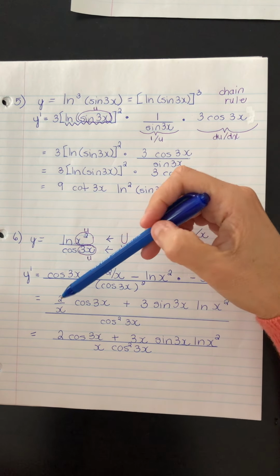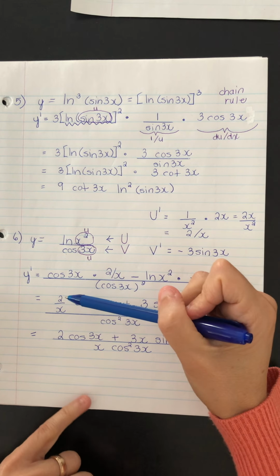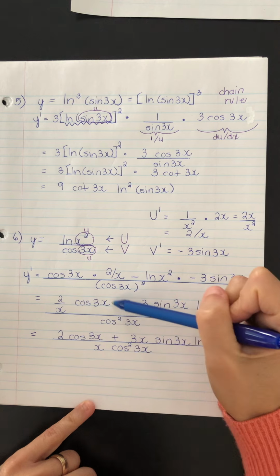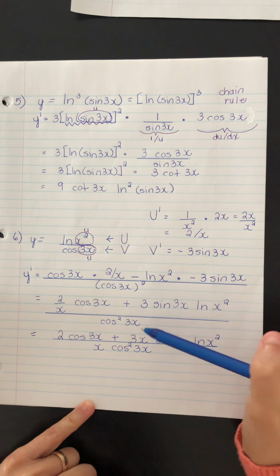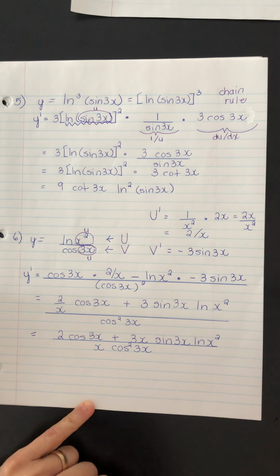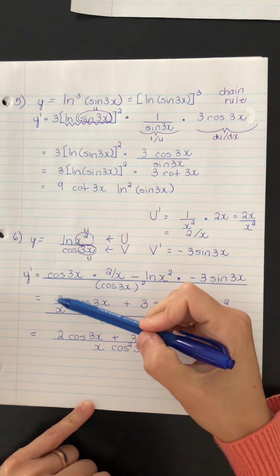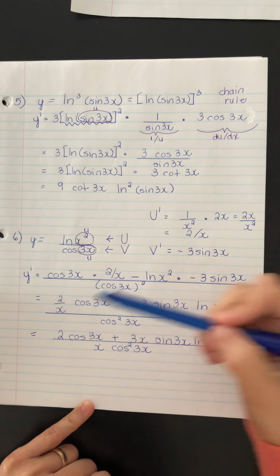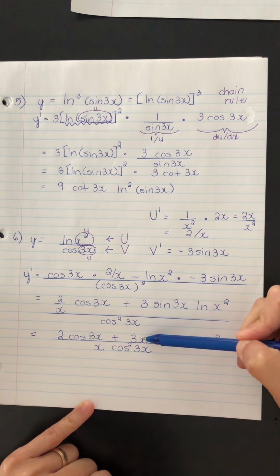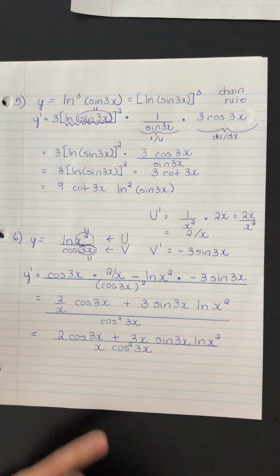Okay, so all I did was I multiplied this term by x, this term by x, and this term by x. Okay, so here multiplying by x gave us 2. Here we multiplied by x, and in front here as well.